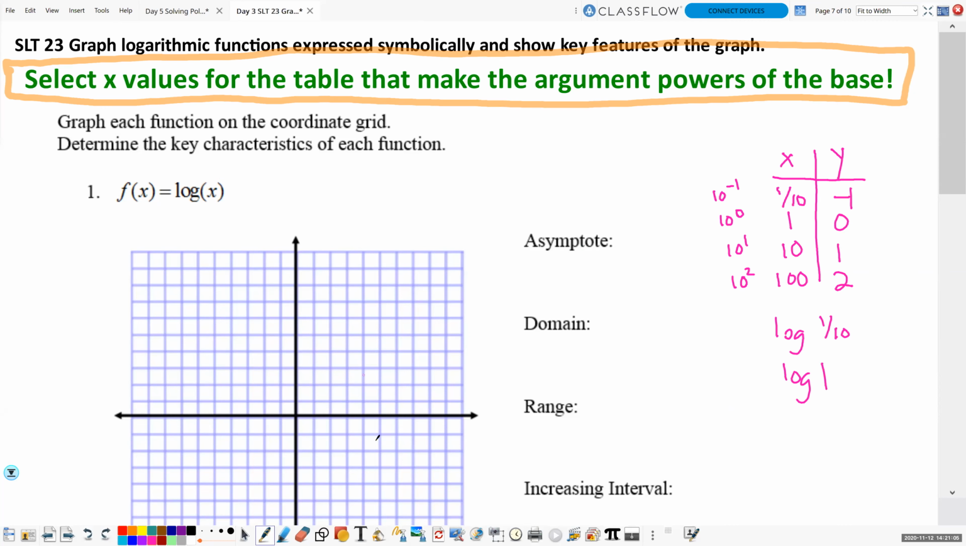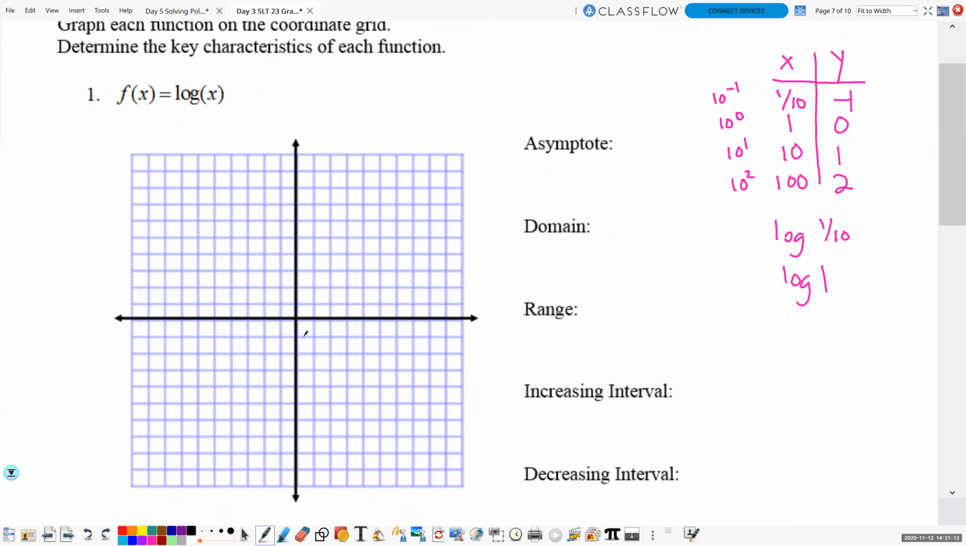So I want everyone to graph these and fill in the properties. Four. Oh man, this is so hard. There we go. Good enough.